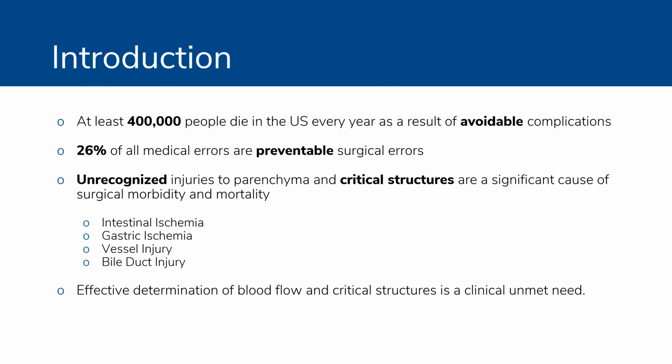The past few decades have brought remarkable advancements in minimally invasive surgery, which have reduced operative trauma and recovery times. Nonetheless, even as surgical outcomes approach those of open procedures, at least 400,000 people die in the U.S. each year as a result of avoidable medical complications, and 26% of all medical errors are preventable surgical errors. Unrecognized injuries to parenchyma and critical structures, such as intestinal ischemia, gastric ischemia, vessel injuries, and duct injuries are significant causes of surgical morbidity and mortality. Therefore, effective determination of blood flow in critical structures is a clinical unmet need.